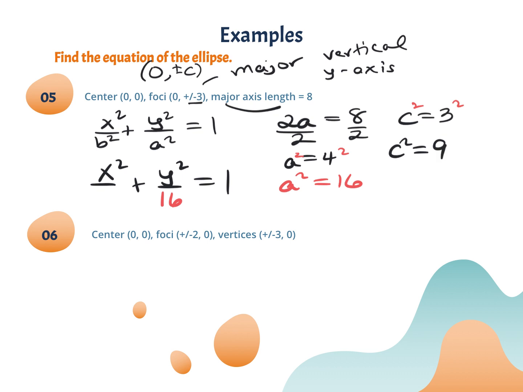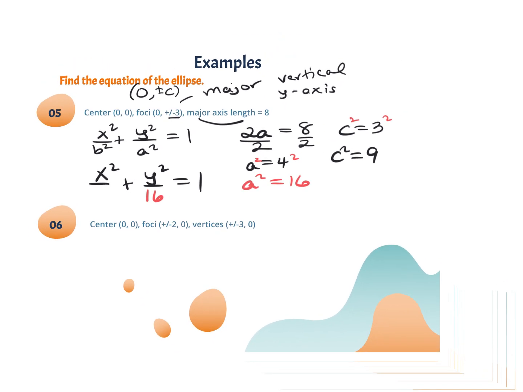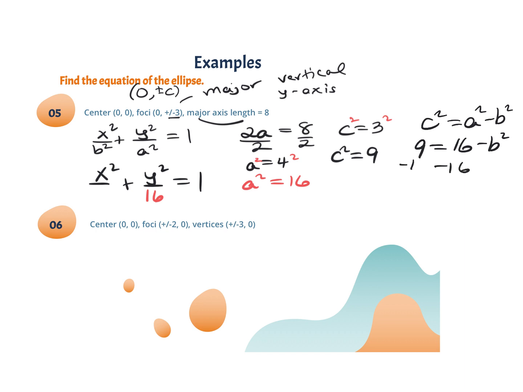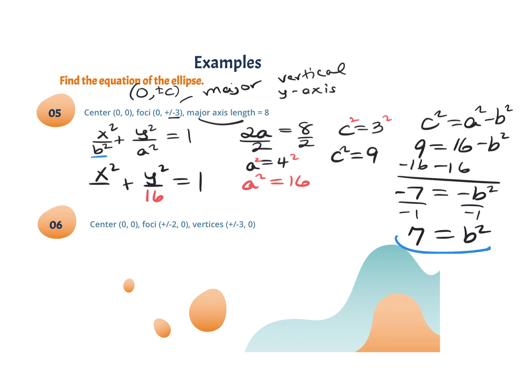And now to get my b squared, all I really need to do is c squared equals a squared minus b squared. C squared was 9. A squared was 16. And now I'm solving by subtracting 16. I get negative 7 equals negative b squared. Divide by negative 1. I don't need to square root anything because remember, we were looking for b squared. So then you just put 7 here.